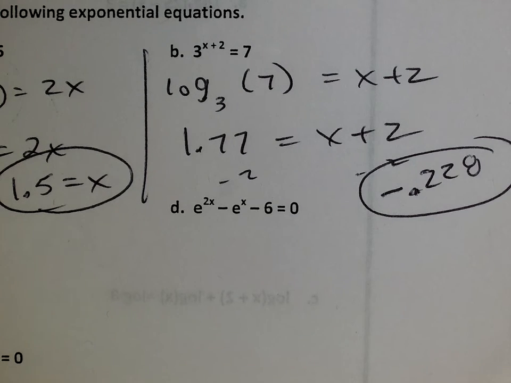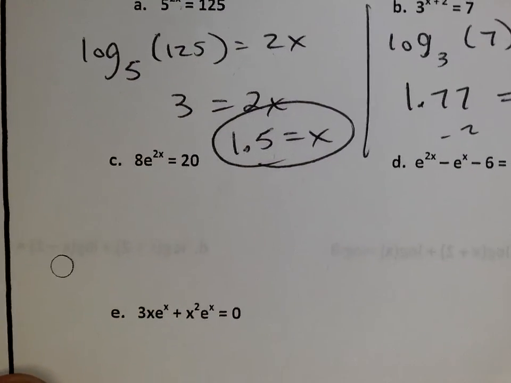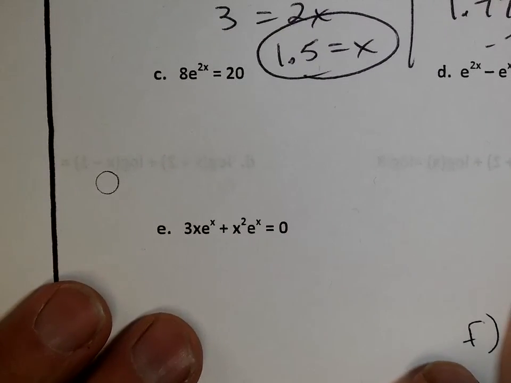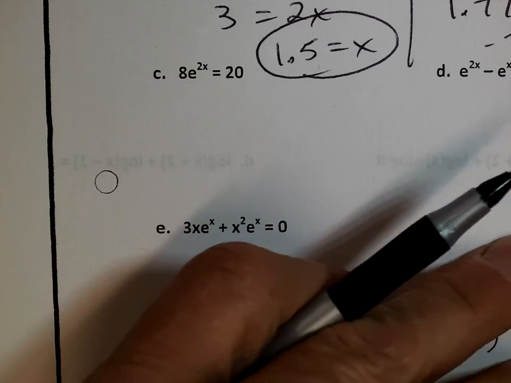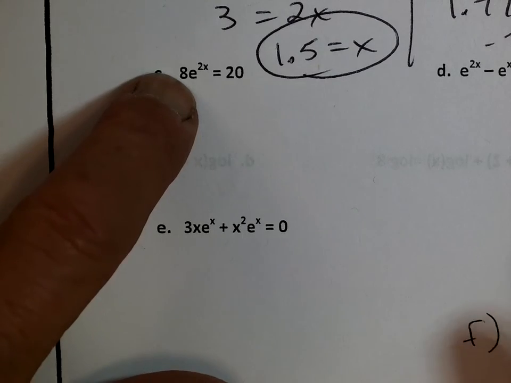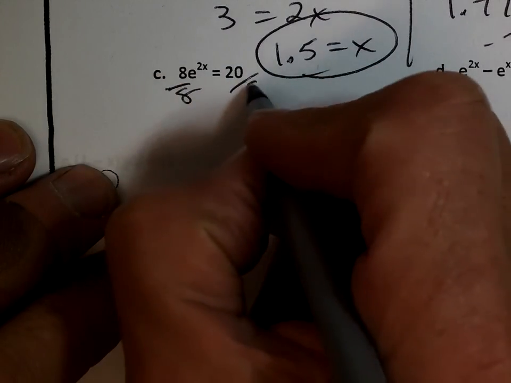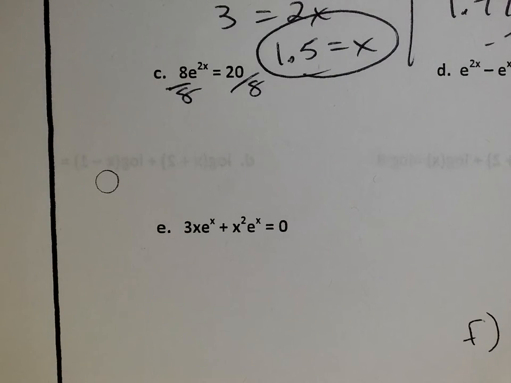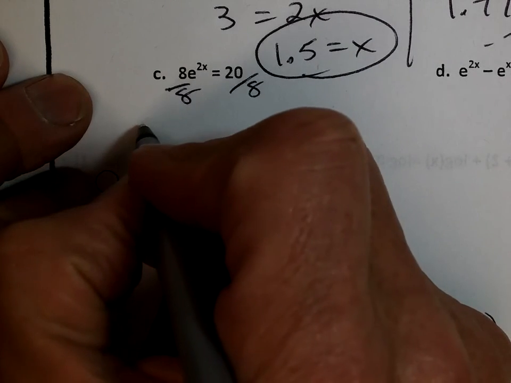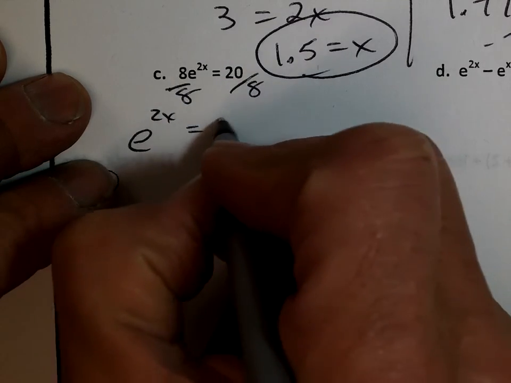C, same kind of thing, not too hard. Before I do anything, though, I'm going to tidy it up. Let's get rid of the 8 before we do anything. So how do I get rid of the 8? Divide by 8. So 20 divided by 8 is 2.5. So I've got e to the 2x equals 2.5.